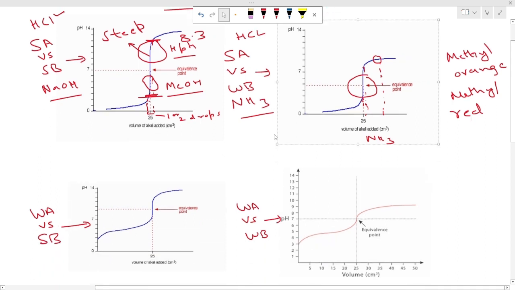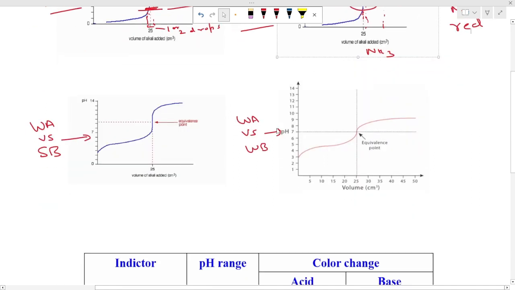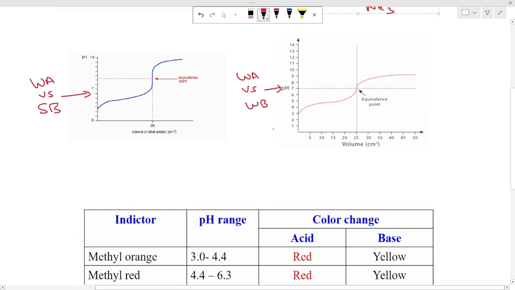So weak base is here ammonia, and we can see that the methyl orange and methyl red are suitable indicators in the case of this titration. Now see the another case which is weak acid and strong base. The example of weak acid is say acetic acid, CH3COOH. Strong base, say NaOH is there.